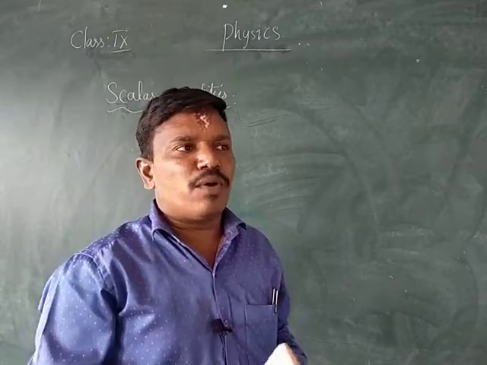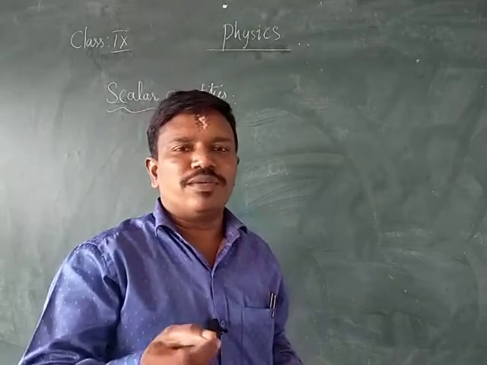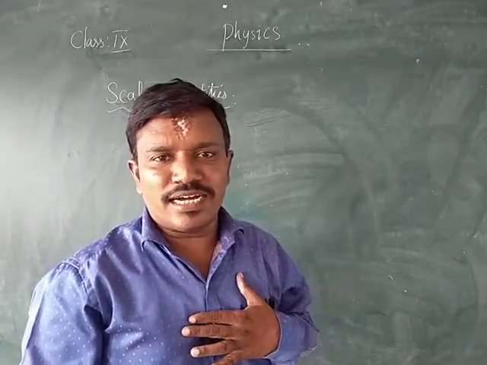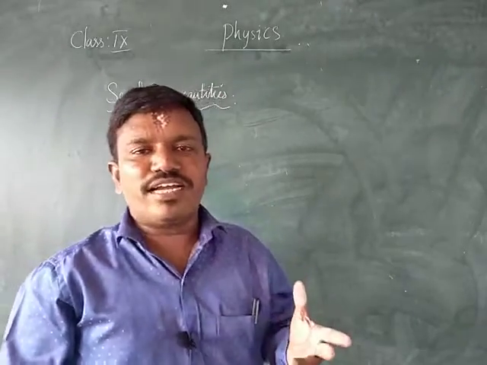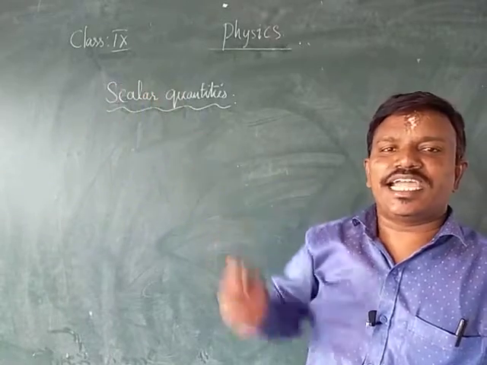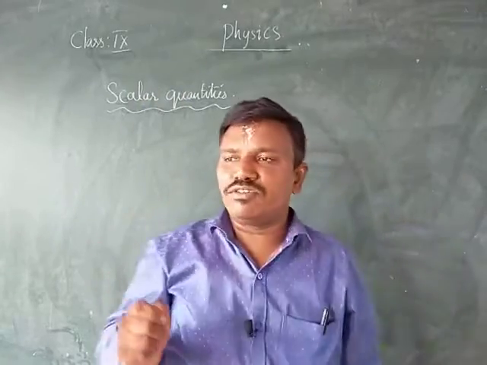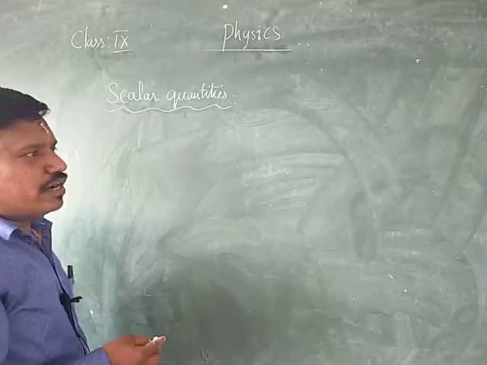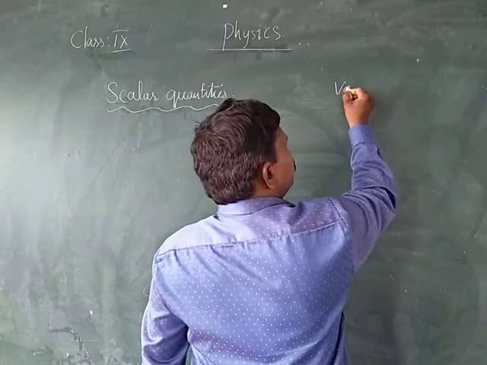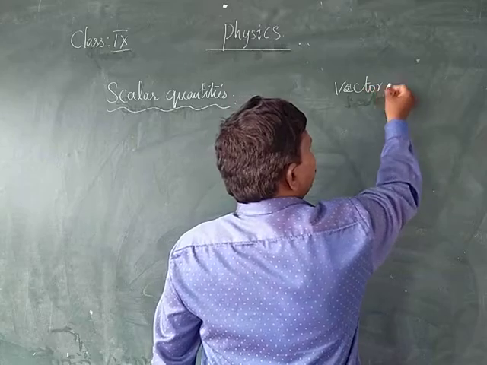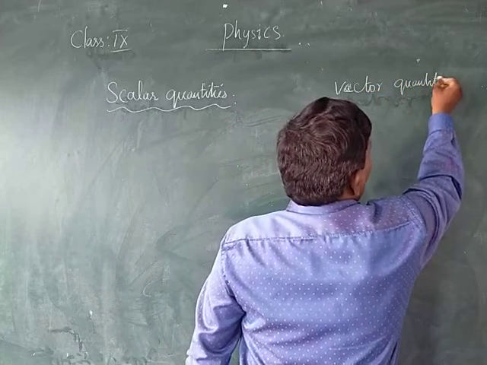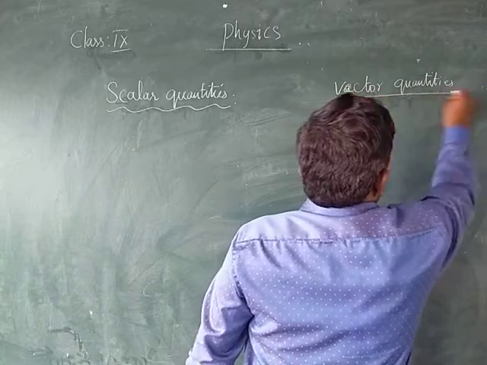But if I ask you where is your house, normally you will say my house is somewhere in Hanmakonda. But would I be able to get the address of your house? No. For that, normally you will show one direction. That direction gives the vector quantity. The physical quantities which have both magnitude and direction are called vector quantities.